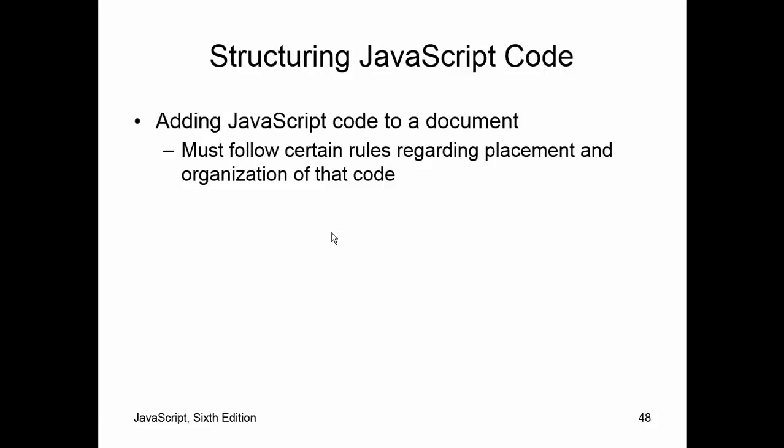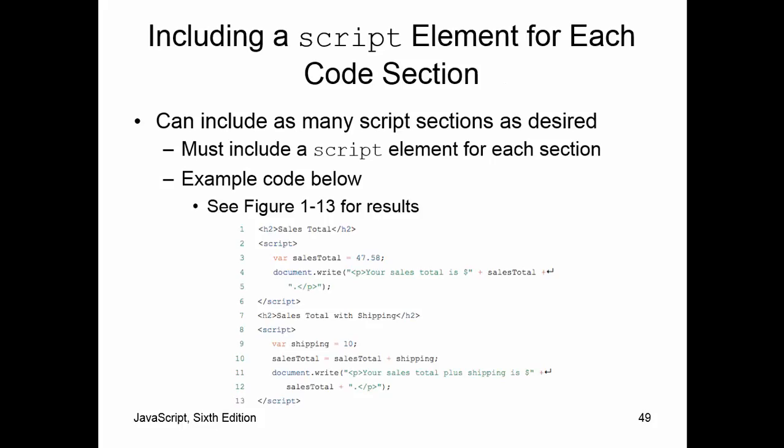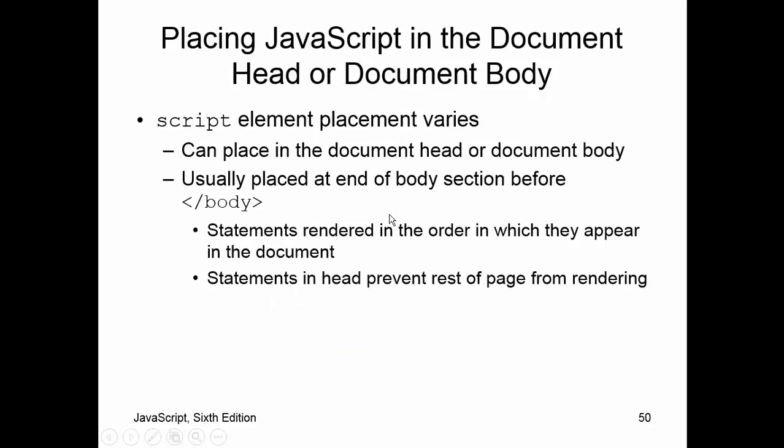All right, adding JavaScript code to a document must follow certain rules. You can have as many of these script tags as you want. You can put all your code in one script tag and put it in your HTML file. As I mentioned previously, that's considered poor programming practice, but people do it anyway. You can take your JavaScript code and put it in one or more external files. You can have some code on your page and some code in external files. You can do this virtually any way you want to, need to, have to do it.